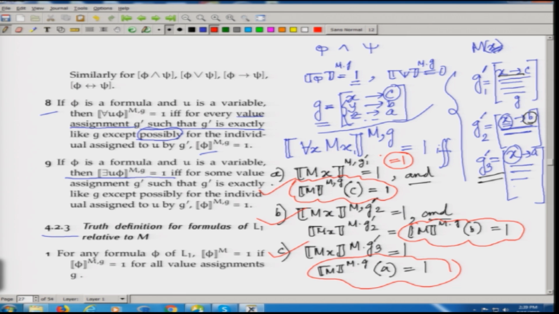So, we have just seen one rule, and we have computed the truth value of something by using this rule. We shall see other rules in the next session. Thank you.